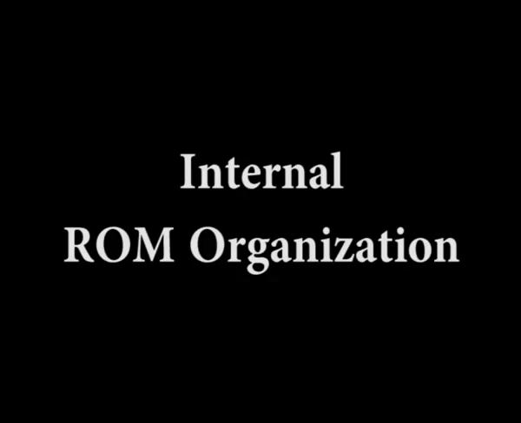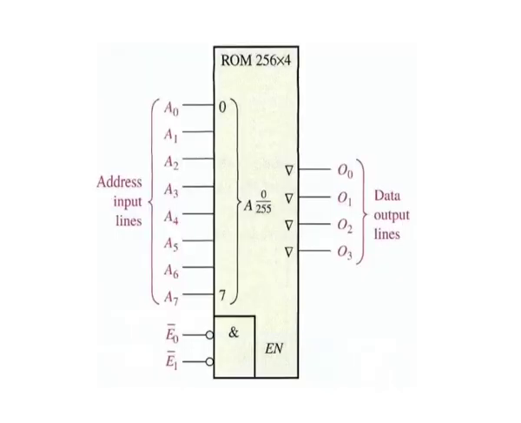Internal ROM organization. Most IC ROMs have a more complex internal organization than that in the basic simplified example just presented. To illustrate how an IC ROM is structured, let us use a 1024 bit device with a 256 by 4 organization. The logic symbol is shown in figure. When any one of the 256 binary codes is applied to the address lines, 4 data bits appear on the output if the chip enable inputs are low.